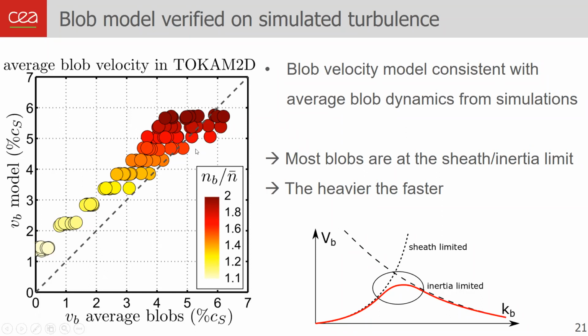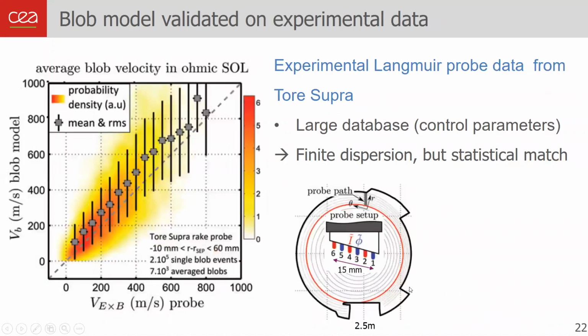And when you do that in simulations, you find that the average blob basically sits around the limit between the sheath and the inertia behavior. So it sits there where the velocity is in fact maximum. And when you are here, what you find is that the heavier blobs, or blobs for which the pressure perturbation is higher, move the fastest because they have the strongest drive from the pressure of the blob. Well, so the point was in fact to see if we can get this in experiment.